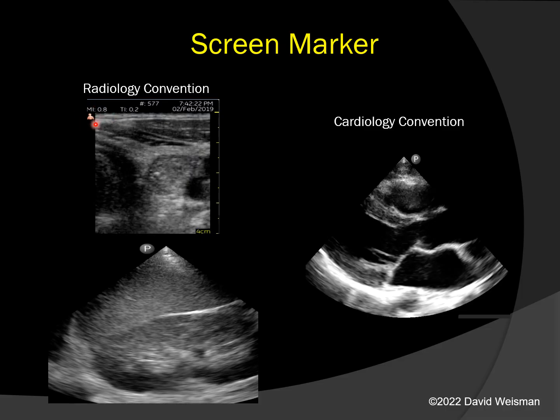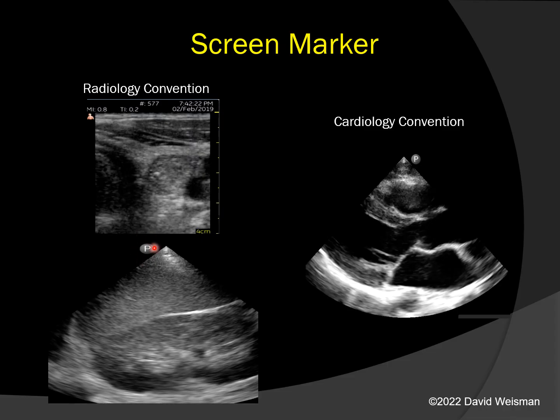This is a shallow image, imaging the thyroid pictured here. And the computer marker is on the left side of the screen. And this is a coronal shot through the abdomen. We're looking at liver, we're looking at kidney here. And you will also notice the computer marker is also on the left side of the screen. And this is called the traditional radiology computer marker point. In traditional radiology view, all computer markers are on the left side of the screen.